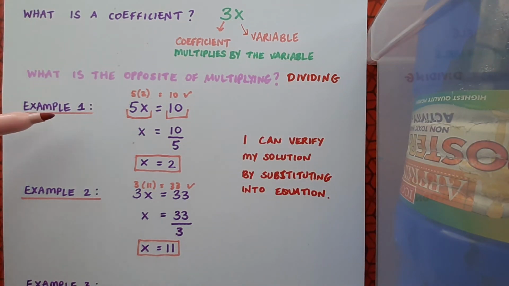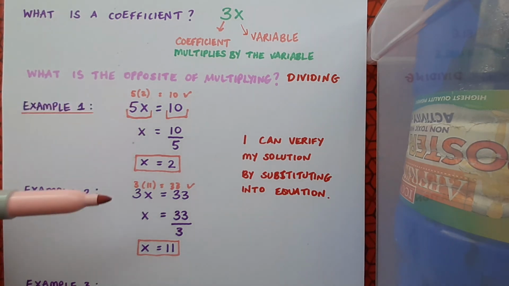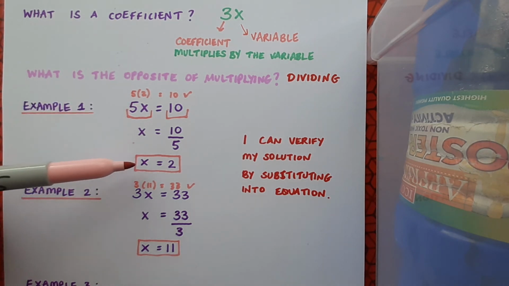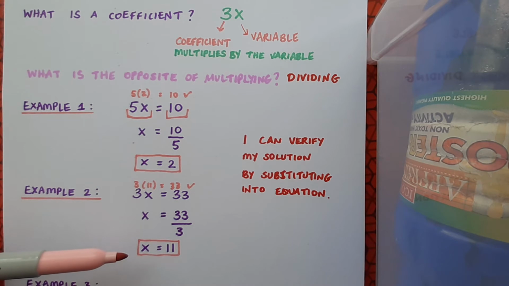Notice how in example 1 and example 2, my variable was x in both cases. And I got a different answer depending on the original equation. This is part of the reason that we call things like x variables, because they can vary, they can change depending on the situation, depending on the equation.